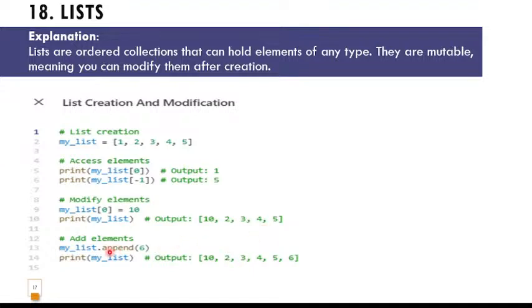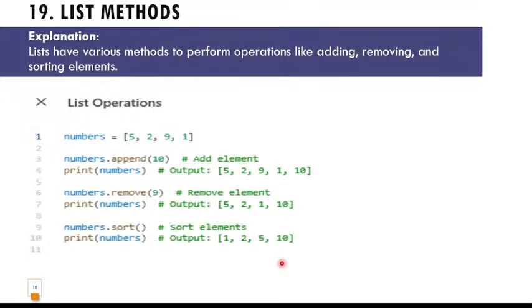Add elements. If we have to add elements, we can use append. So my list dot append 6, which will give, on print my list, the output 10, 2, 3, 4, 5, 6. List methods: lists have various methods to perform operations like adding, removing, and sorting elements. So list operations, numbers 5, 2, 9, 1. Numbers dot append 10. So add elements, print numbers, output 5, 2, 9, 1, 10.